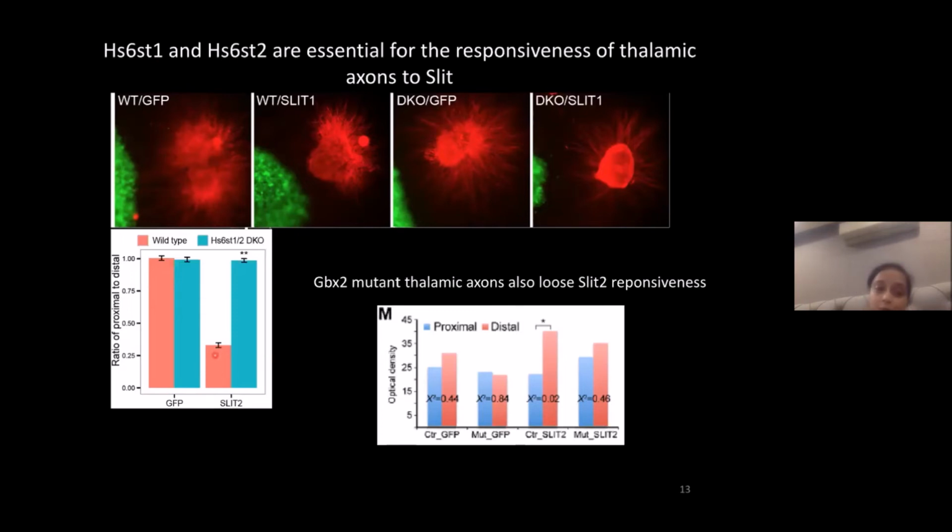And this is something which we show here also. That is, when we calculate the ratio of the proximal to distal dendrites, the processes, we can't call them dendrites here. There, what happens is, as compared to the wild type, where there is a clear loss in the proximal end of the processes, in the double mutant or the double knockout, there seems to be no response to the repulsiveness, or it doesn't repel at all. This is something which was also seen by us when we did the same experiment with mutant thalamic axons of GBX2. They also lose the responsiveness to slit, and this has been already published by us. So ST1, ST2, lack of responsiveness to the slit-mediated chemorepulsion is similar in the GBX2 mutant.